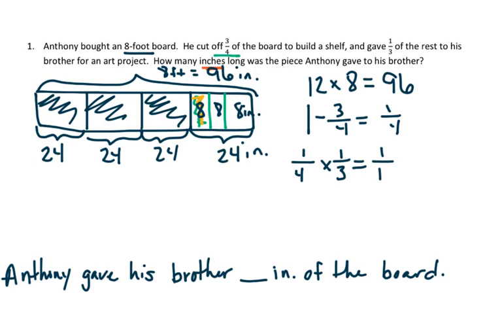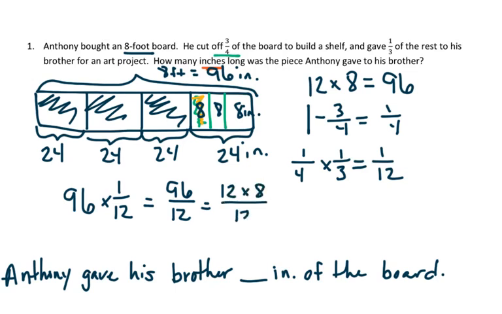So if I'm multiplying those fractions, I have 1/12. So I need to find 1/12 of my original 8-foot board. But because my answer is in inches, I'm going to use the 96 inches. So now I'm going to have 96 times 1/12, and that's equal to 96/12, which I can rewrite as 12 times 8 over 12, and that is going to give me the answer of 8 inches.